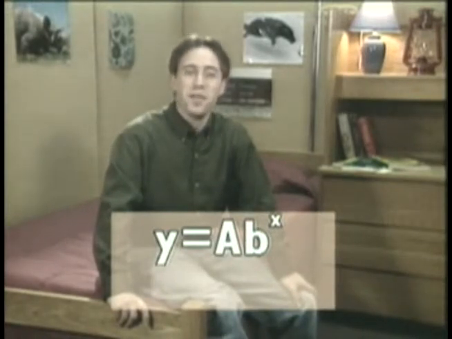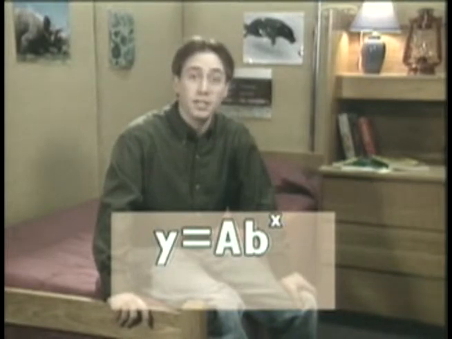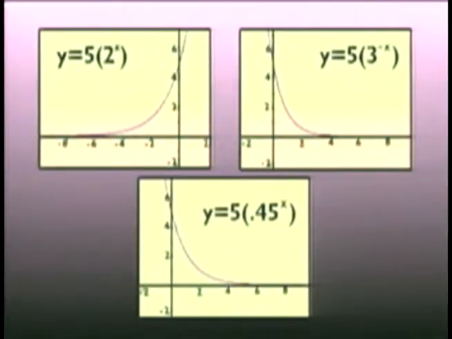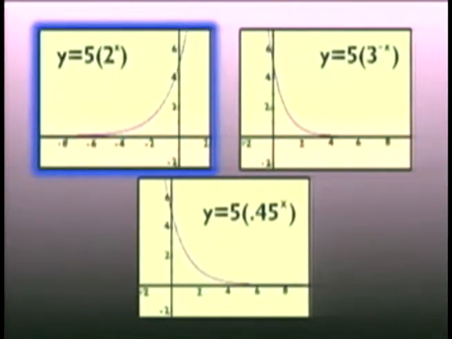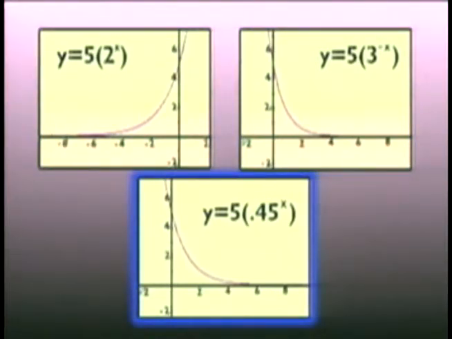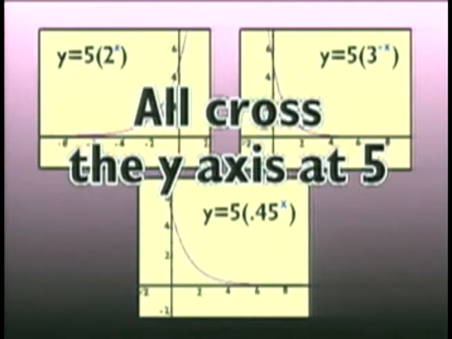It says, for an exponential function of the form y equals ab to the x, the y-intercept is represented by the coefficient a. For example, the graphs of y equals 5 times 2 to the x, y equals 5 times 3 to the negative x, and y equals 5 times 0.45 to the x all cross the y-axis at 5.